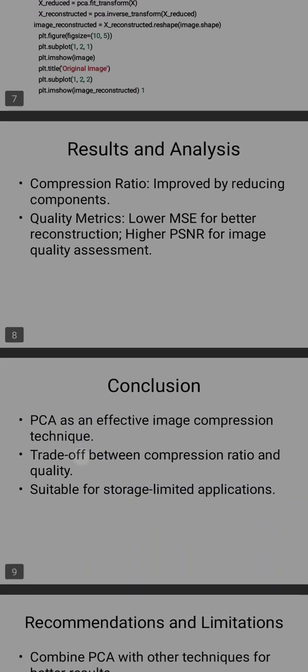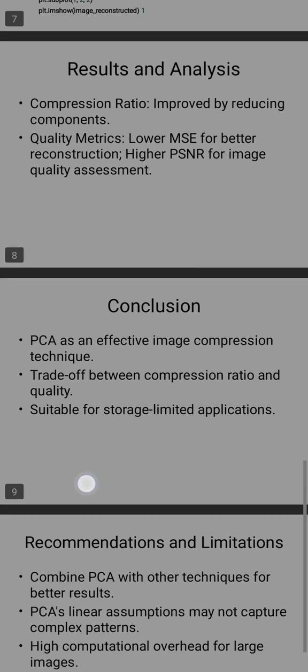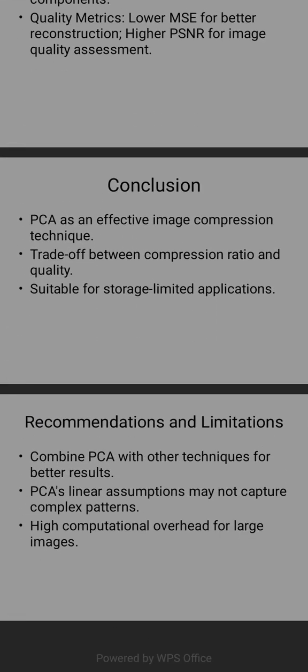Coming to the results and analysis, there are two analyses, that is compression ratio and quality metrics. The compression ratio is improved by reducing components, and for quality metrics, a lower mean squared error means better reconstruction, and a higher PSNR means better image quality. We can conclude that PCA is an effective image compression technique with a trade-off between compression ratio and quality, suitable for storage-limited applications.